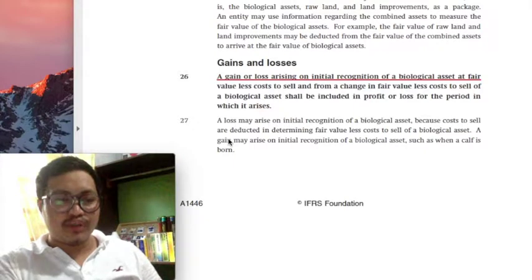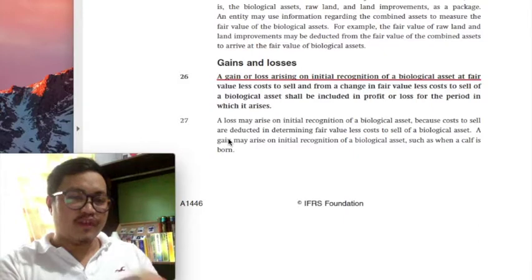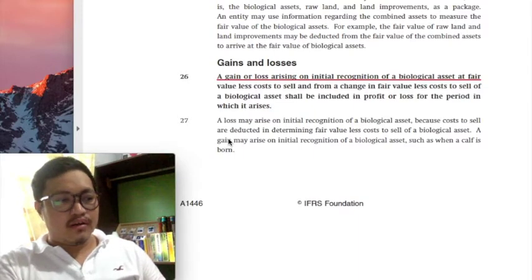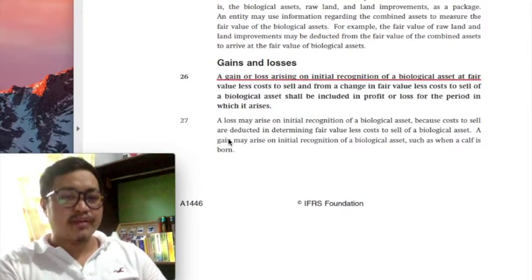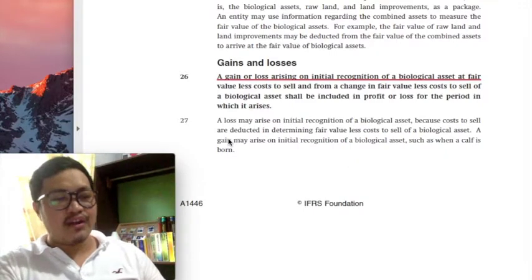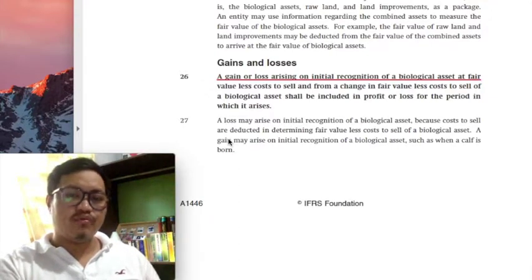to measure our biological assets at their fair value less cost to sell, we expect that the fair value to change regularly, okay, that it will fluctuate. And because we will have to update the carrying amount, class, to its current fair value, then we expect that there will be changes. And these changes should be reported as a gain or loss. If the fair value increases, that would be a gain. If the fair value decreases, then that would be a loss.